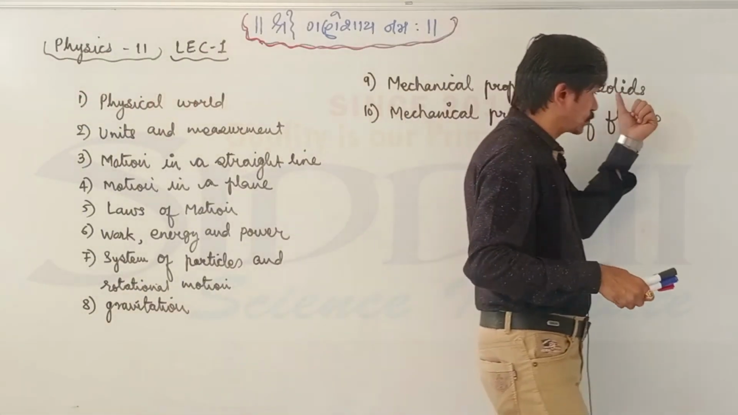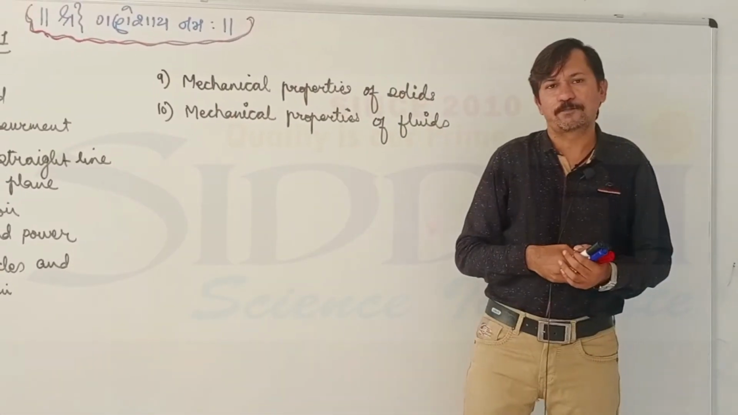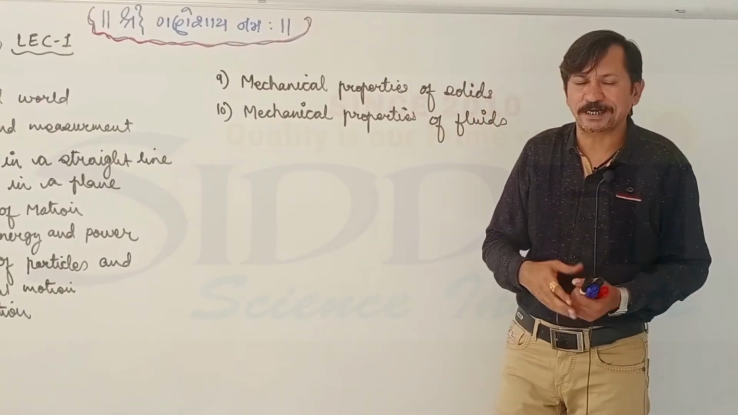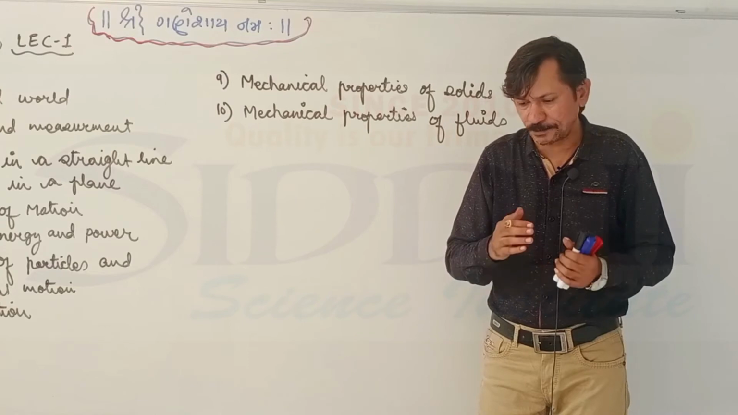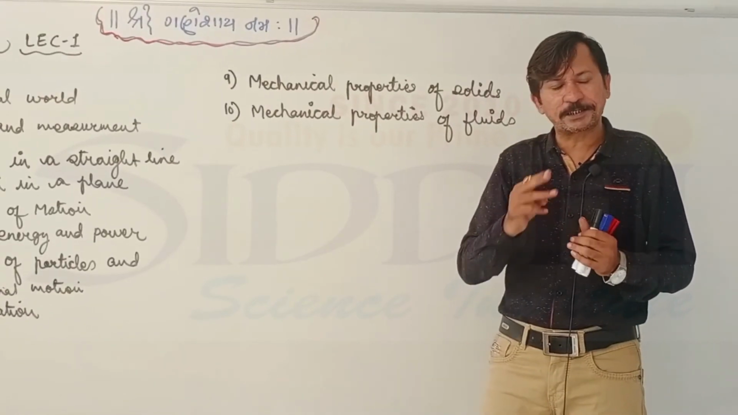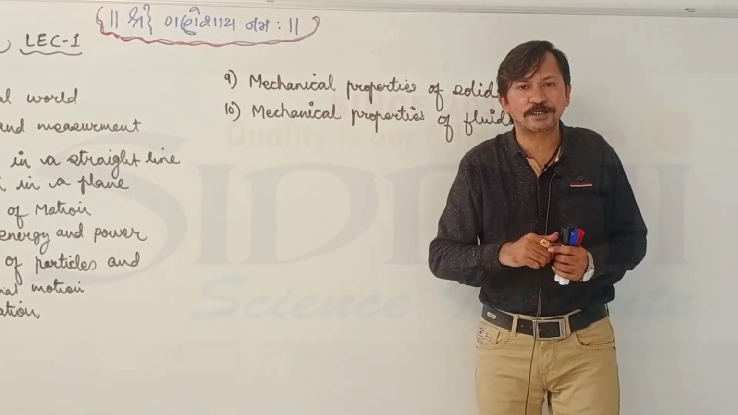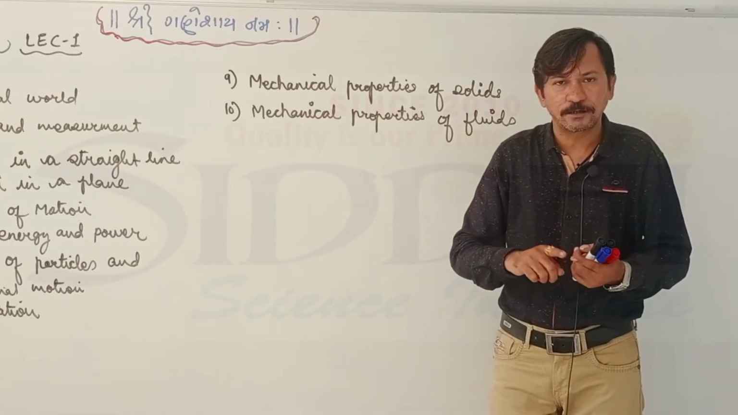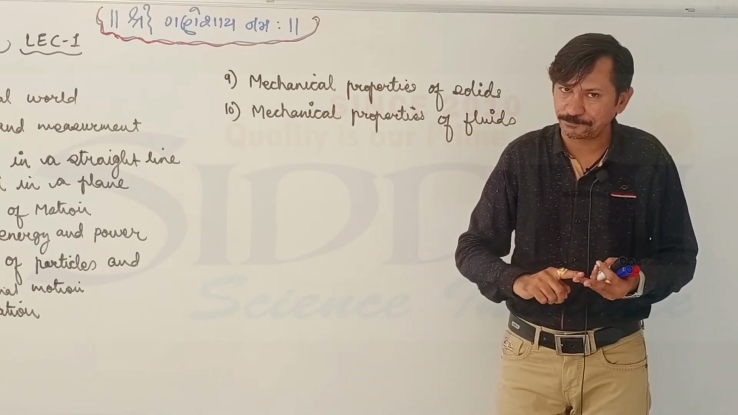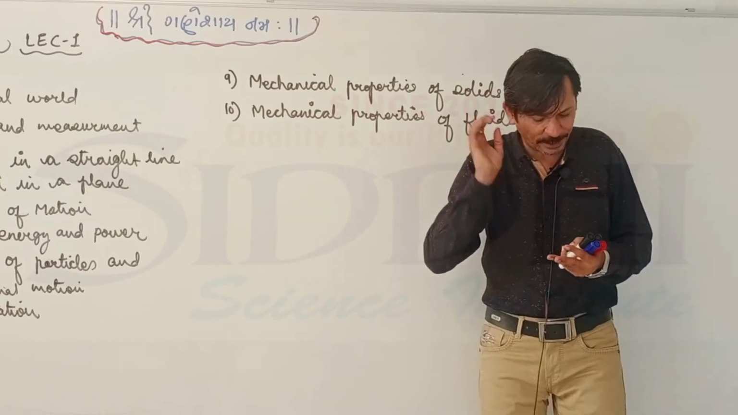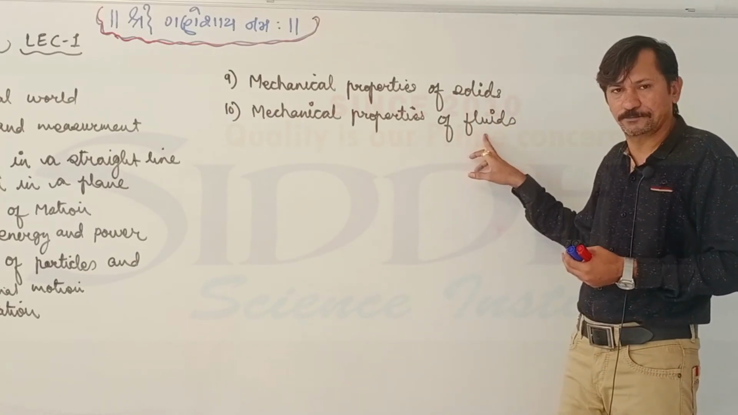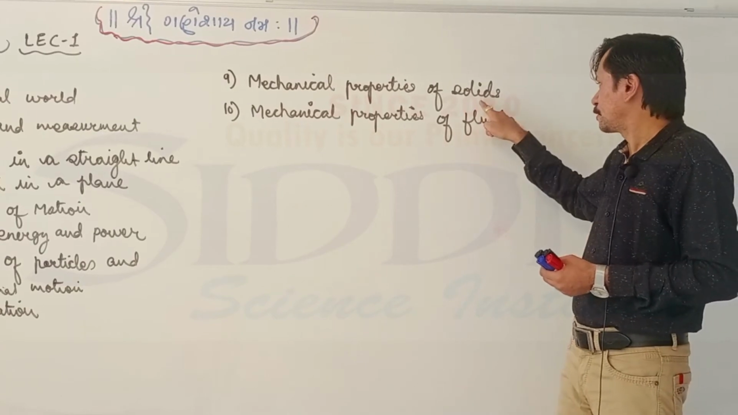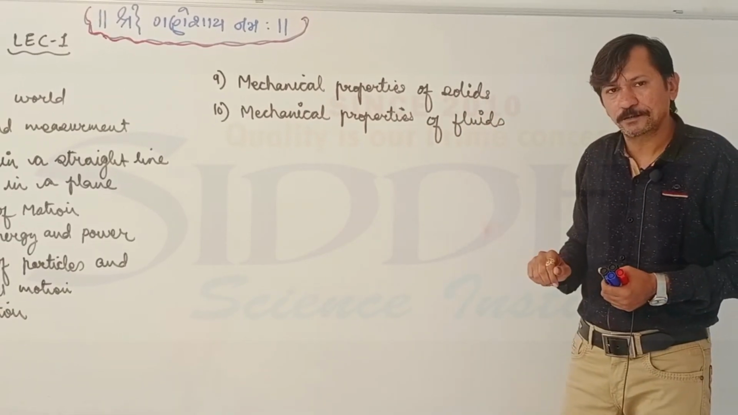Children, you know that solids and fluids are called matter. They are types of matter. You know that matter is classified into 3 types: solid, liquid and gas. Liquid and gas are combinedly known as fluids. So thus there are 2 types, solids and fluids. These are matter.